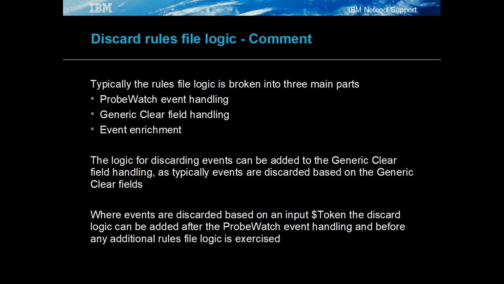The rules file logic is usually broken up into 3 main parts: probe watch, generic clear, and event enrichment. Typically, the generic clear fields are used to determine if the event is to be discarded, allowing the event enrichment logic to be missed if the event is discarded, through the use of a $discarded token.